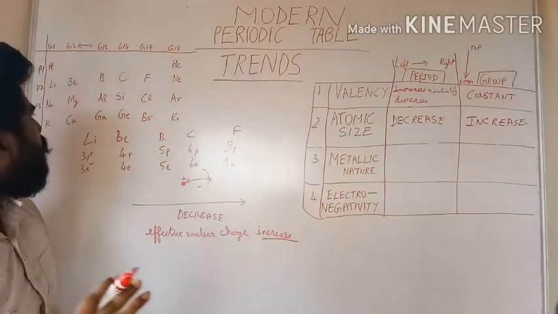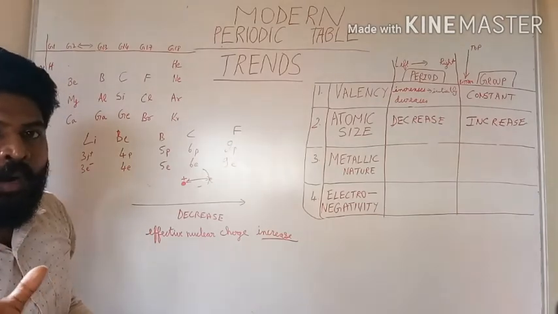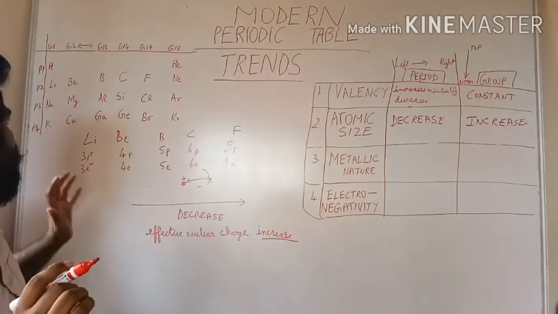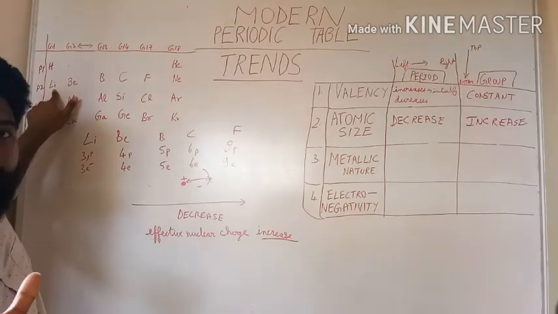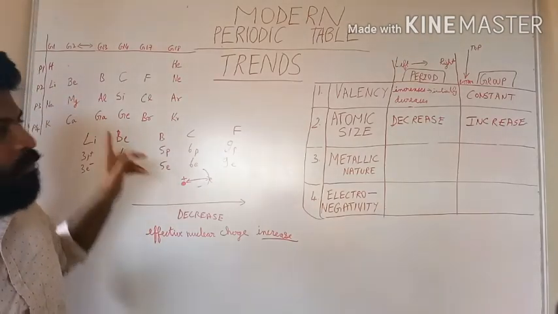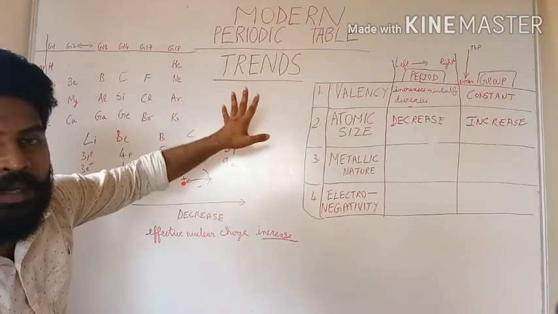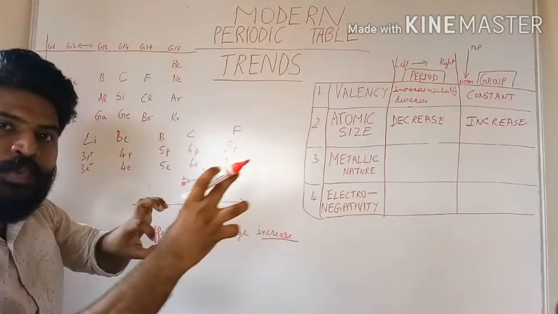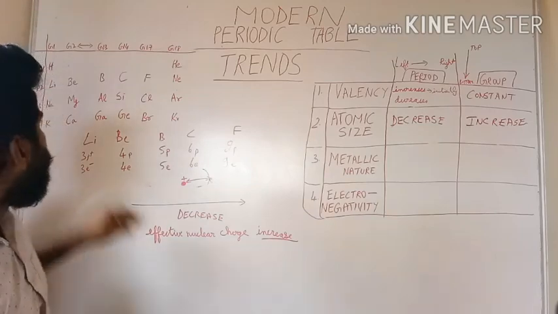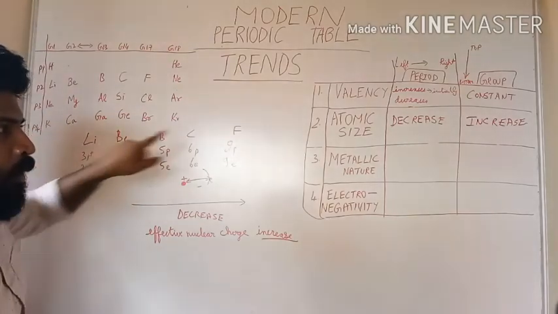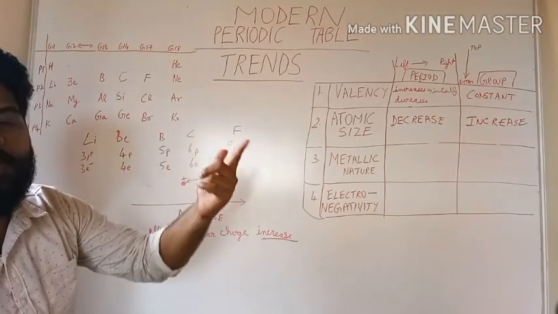So the important learning outcome here is the first element in the period will have the biggest size, because as we go from left to right, size will keep on decreasing because effective nuclear charge will keep on increasing. In a group, size will increase because new shells are added.